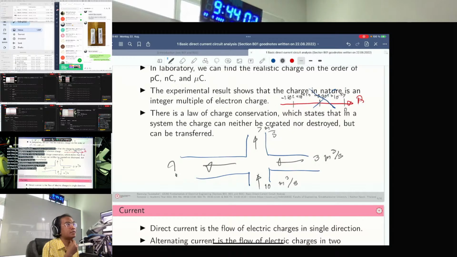What is the flow rate of the water on the left side? On the left side.